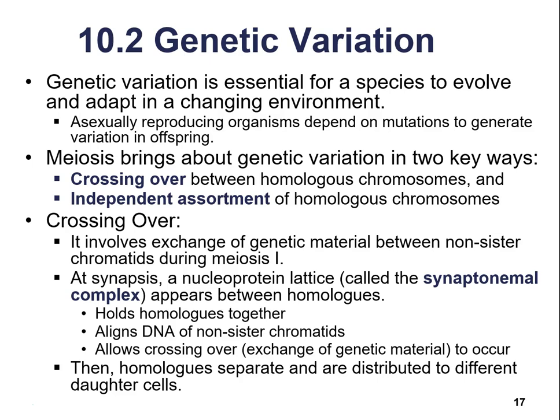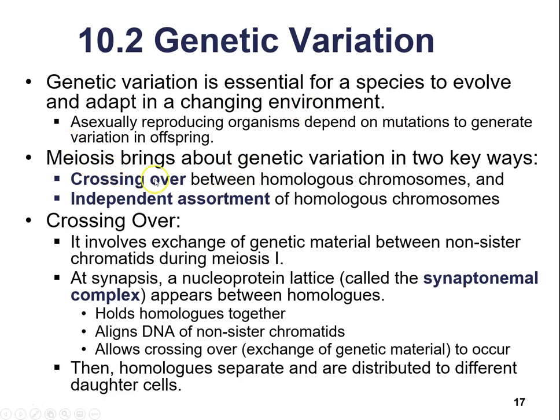I mentioned the synapsis part, so we're going to talk a little bit more about that, and also about something else that we also kind of saw as well. Genetic variation is essential for a species to evolve and adapt to a changing environment. Asexually reproducing organisms depend on mutations to generate variation. They don't have processes like this that induce a large amount of genetic variation. The only variation that would come about in an asexually reproducing organism is really just simple genetic mutations, okay?